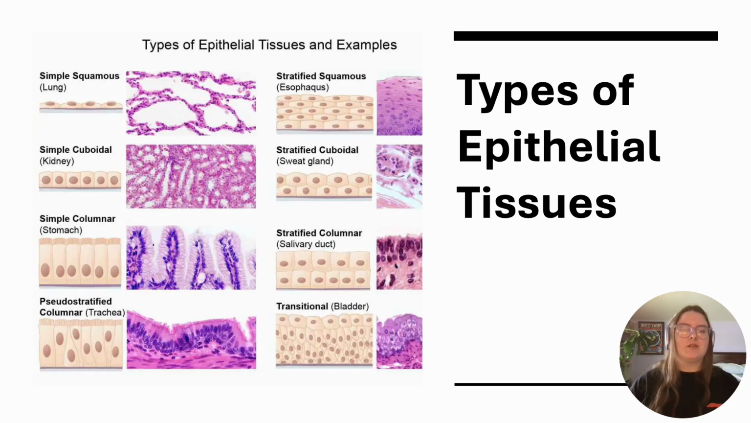Stratified protects against physical and chemical damage because of the increasing amount of layers in between the apical surface and the basement membrane. And what's not on here, but we will also be discussing, is glandular. These cells are modified to synthesize and secrete chemical substances and can be defined as exocrine or endocrine.